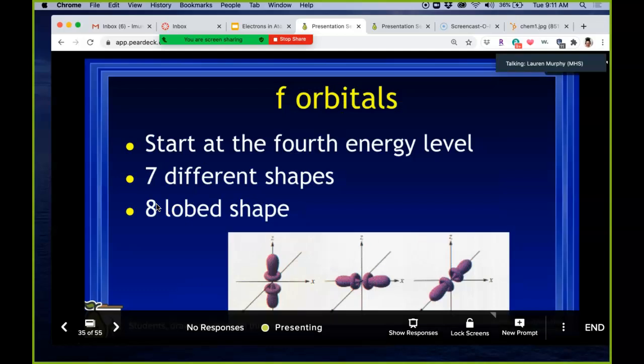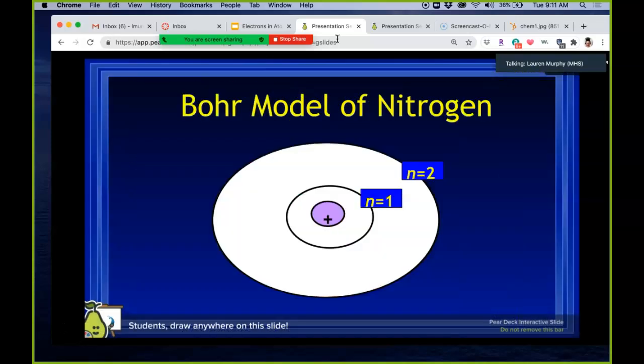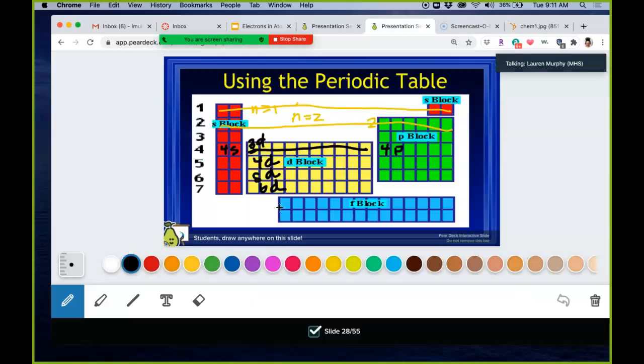But you should start to notice a pattern here. These start at the 4th energy level, which is even more confusing, because if you look at your periodic table, I show the F block all the way down here. So this row is 4F, and this row is 5F. The F block is 1 behind the D block, and the D block is 1 behind the S block.